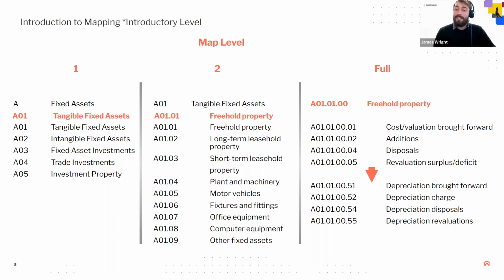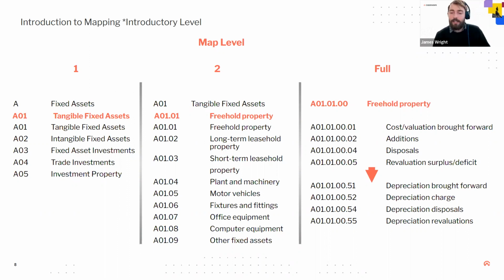The good thing about this is, again, the structure is very similar across the board for all map codes. So as long as you learn that, say, for example, if it ends in an 01, it's going to be a brought forward figure. Ends in an 02, it's going to be additions. 04 for disposals, and 05 for revaluation surplus, essentially. As long as you learn that, then that code structure will be reflected across all the map codes. So no matter where you go, you'll know that 01 is brought forward. It just helps to speed up the mapping process there.